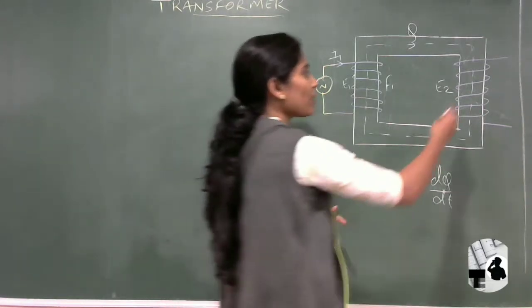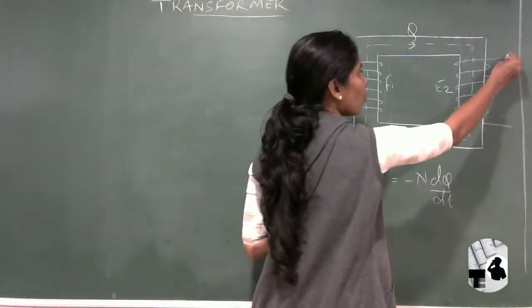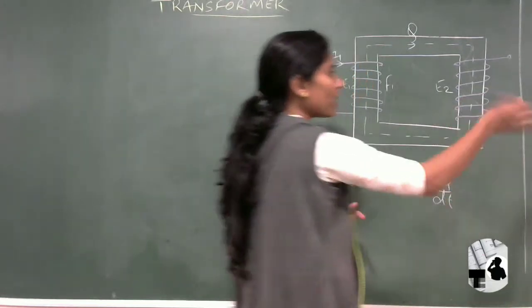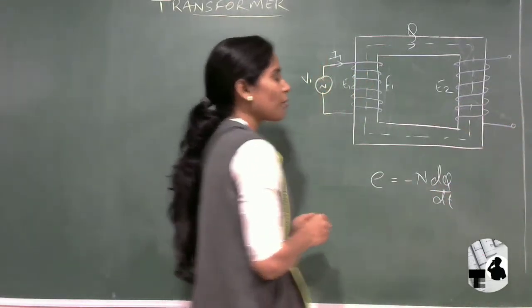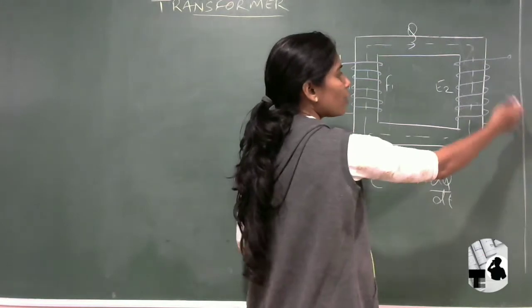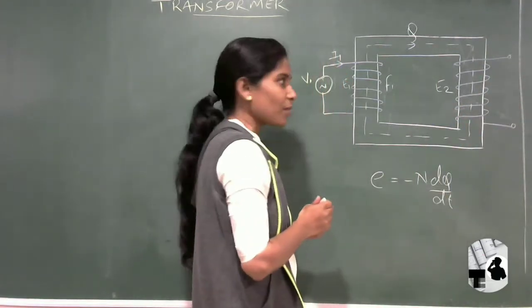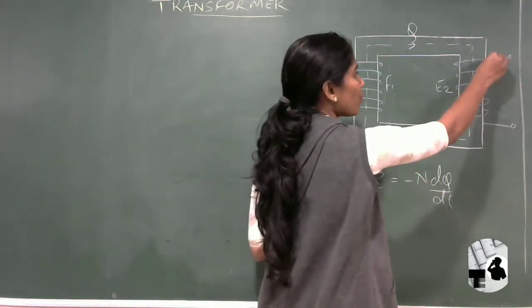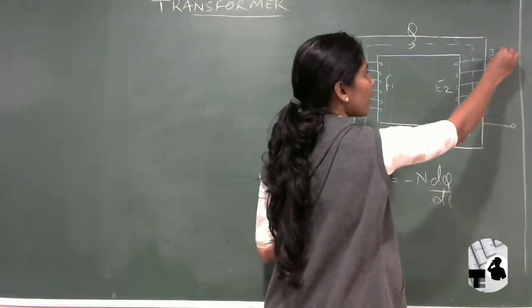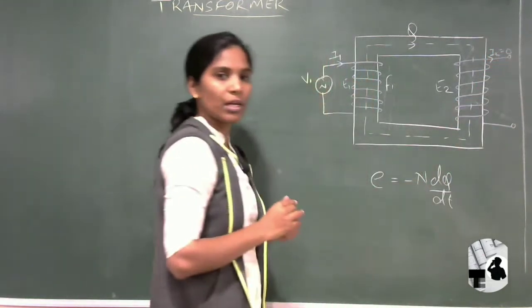Okay, so here we can see that the secondary is kept open. It is not connected with any type of load. Okay, so what will happen? We have not connected any load, that means the circuit is not completed. That means the current I2, whatever should flow from the secondary winding, that is 0. Okay, there is no secondary current.